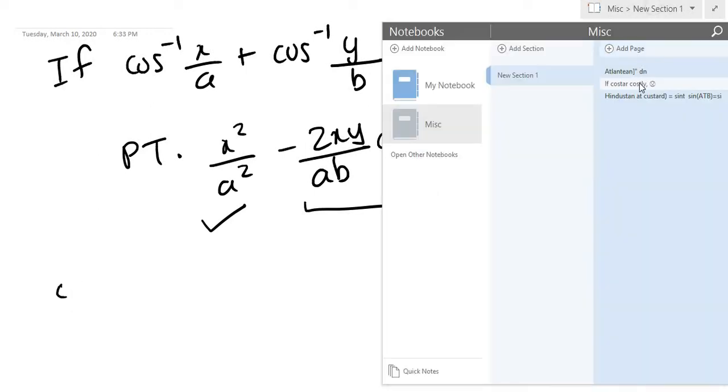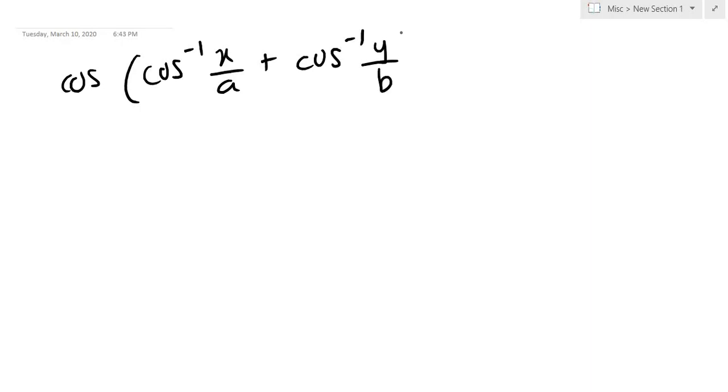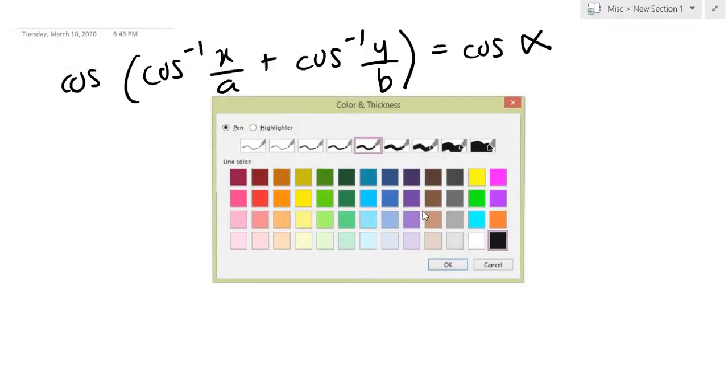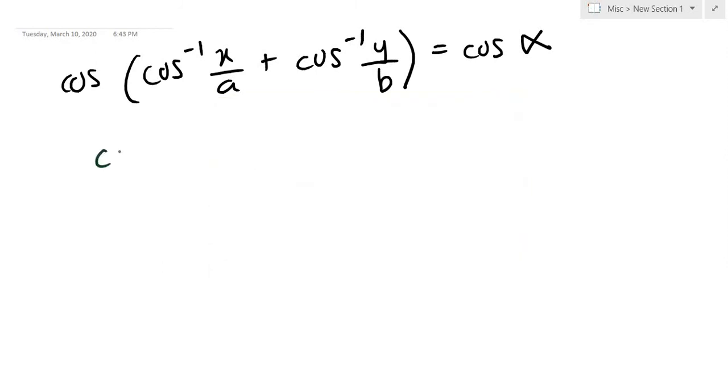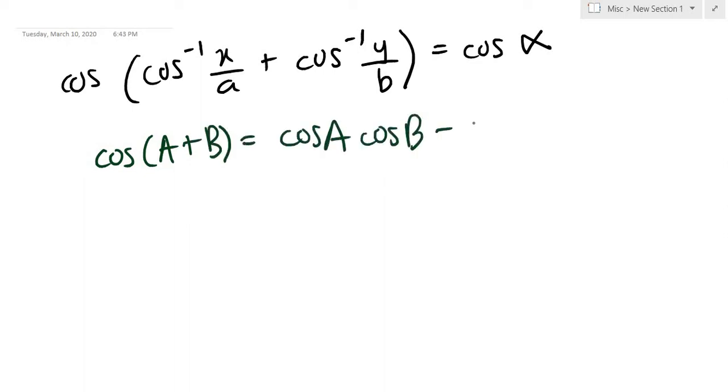Let me use a fresh page for that. So I'm just taking cos on both sides: cos inverse of x by a plus the cos inverse of y by b is equal to the cosine of alpha. Now I'd like to use some identities of the cosine, so I'll use a different color to show. So if you have cos of a plus b, this is cos a times cos b minus sine a sine b.